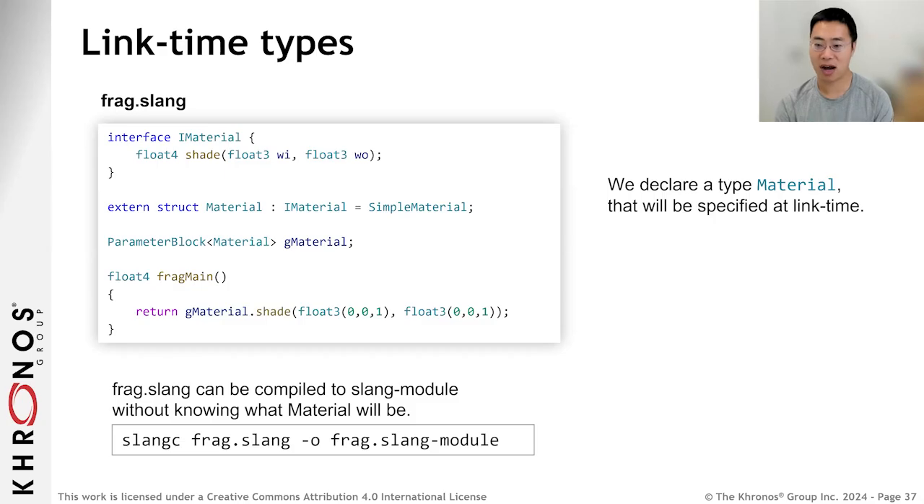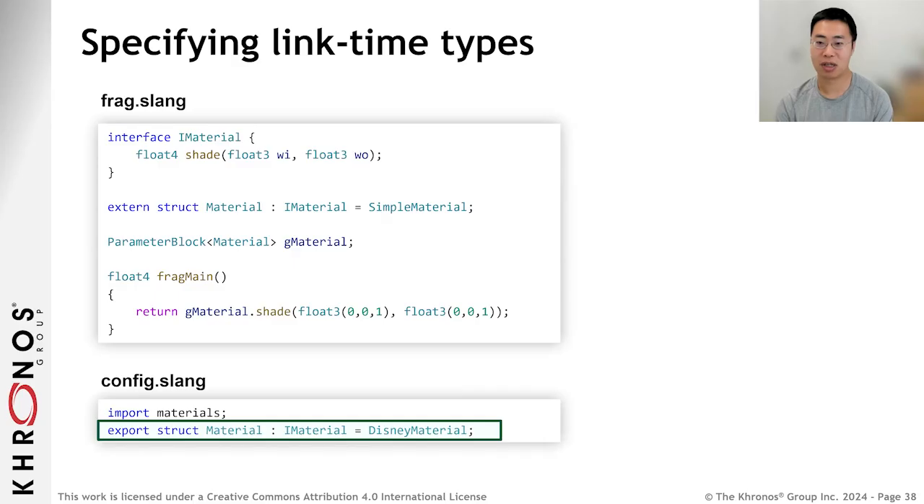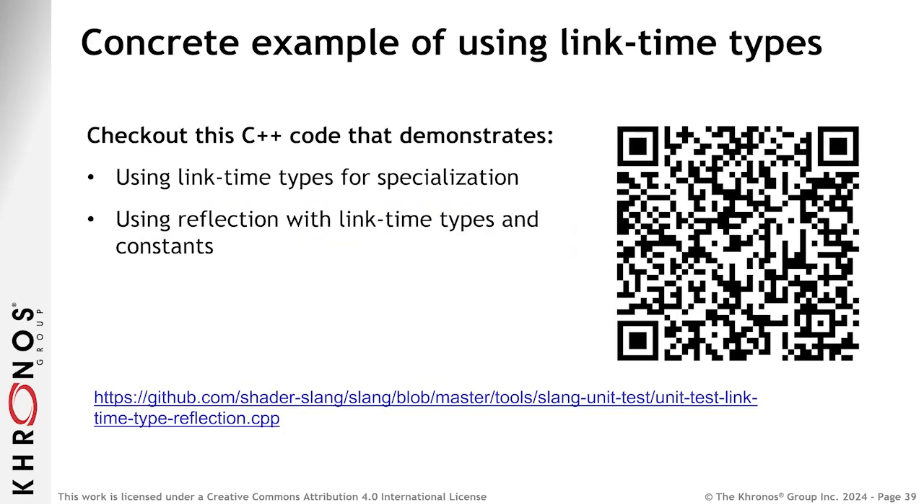Again, we can compile this code to a Slang module without knowing what material is. And similar to link time constants, we can specify the concrete type in a separate module using the export struct syntax here. And in this example, we're specializing this shader to use a Disney material. And finally, I strongly recommend checking out this end-to-end example in C++ that demonstrates how to use Slang's compilation and reflection API to work with link time constants and types for shader specialization.